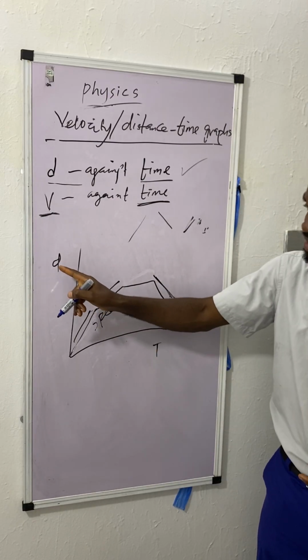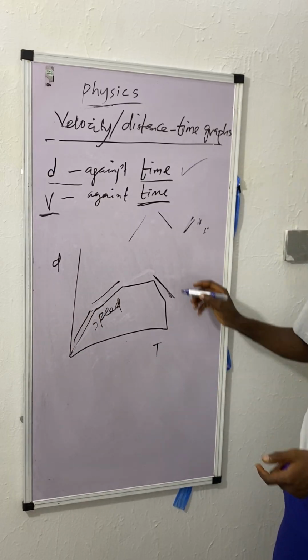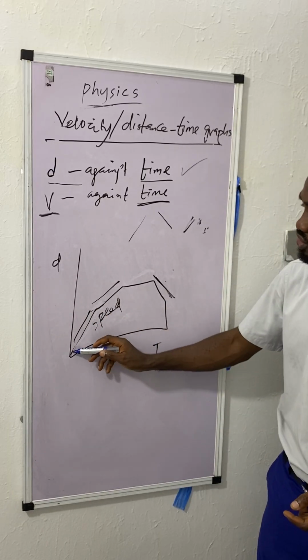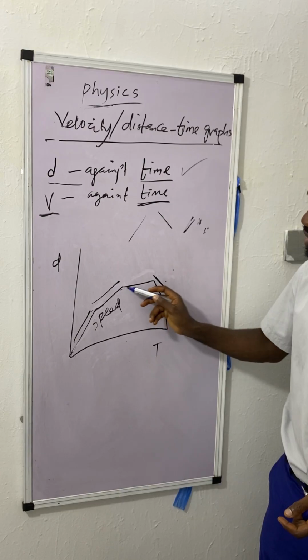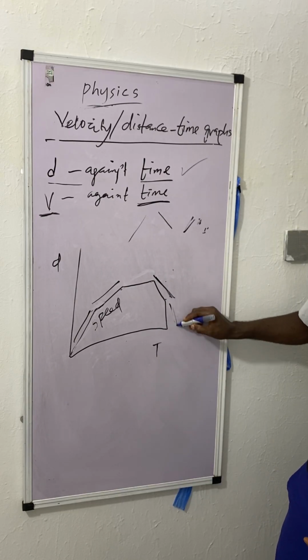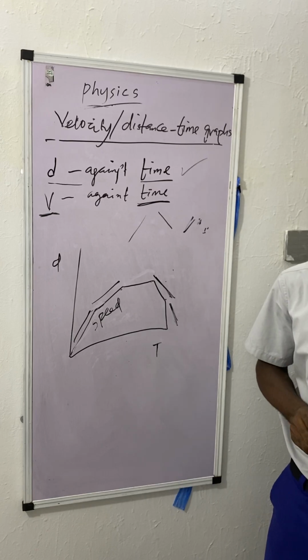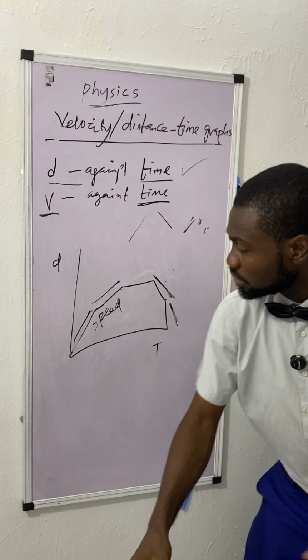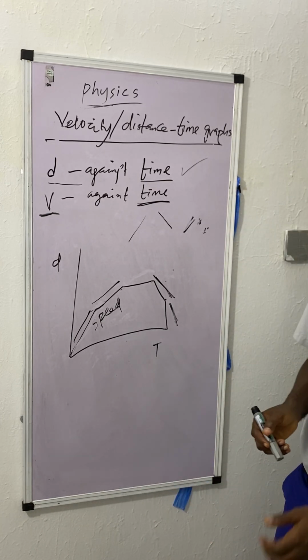Always look at the graph: is it a distance time graph or a velocity time graph? All these are slopes, and they are known as speed. From here to here is speed, from here to here is speed, from here to here is speed. From here to here is also a slope, also speed. So that is the first interpretation of the distance time graph.